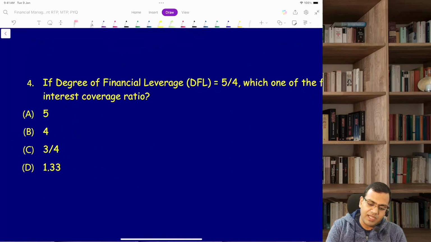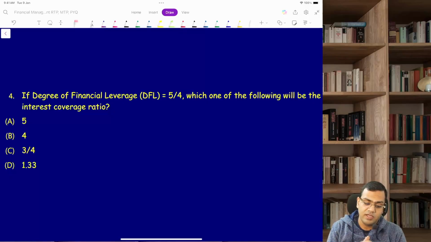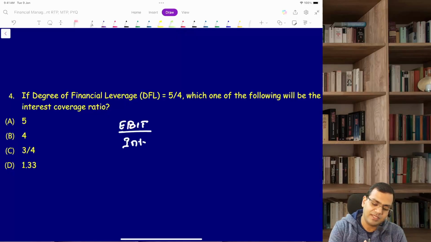Next, fourth one. If the degree of financial leverage is given as 5 by 4, which of the following will be the interest coverage ratio? What do you mean by interest coverage ratio? Interest coverage ratio means the EBIT divided by interest, isn't it? EBIT divided by interest. Now what is given? The financial leverage is given. Yes sir, financial leverage tells us what? Financial leverage 5 by 4. That means EBIT divided by EBT.